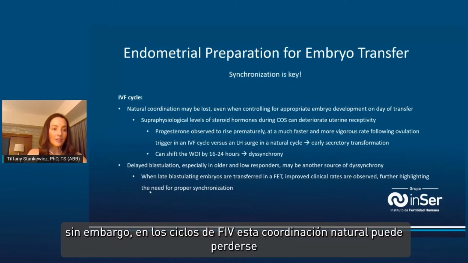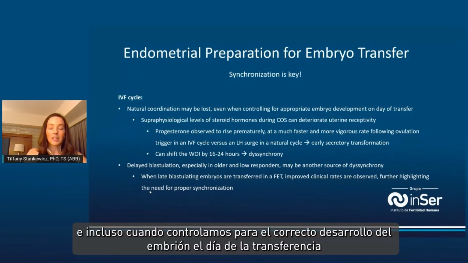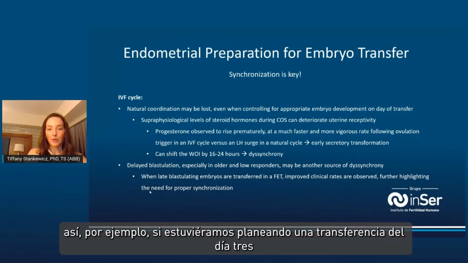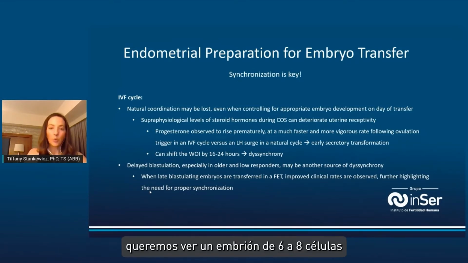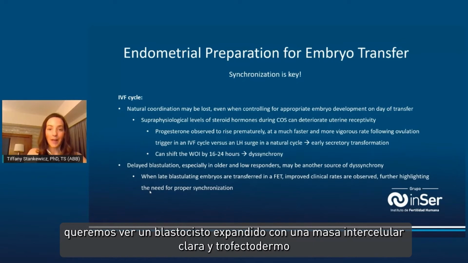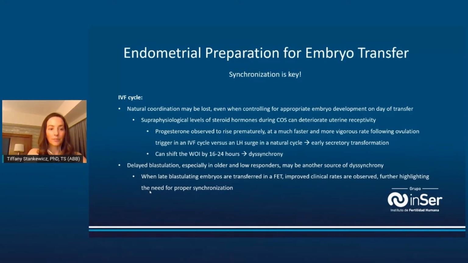However, in IVF cycles, this natural coordination may be lost, even when we control for proper embryo development on the day of transfer. So for instance, if we were planning a day 3 transfer, we want to see an embryo of about 6 to 8 cells, and on a day 5 transfer, we want to see an expanded blastocyst with a clear inner cell mass and trophectoderm.